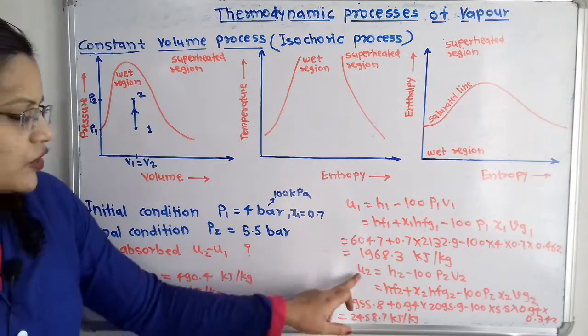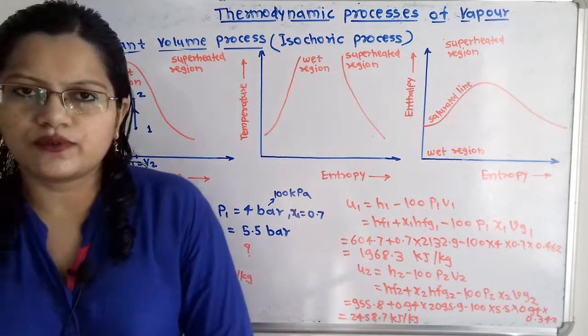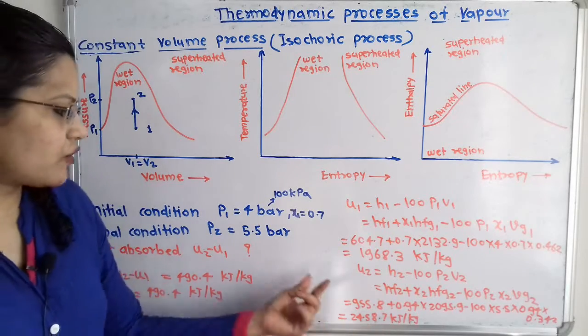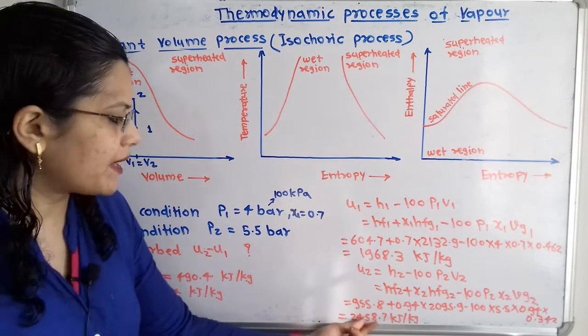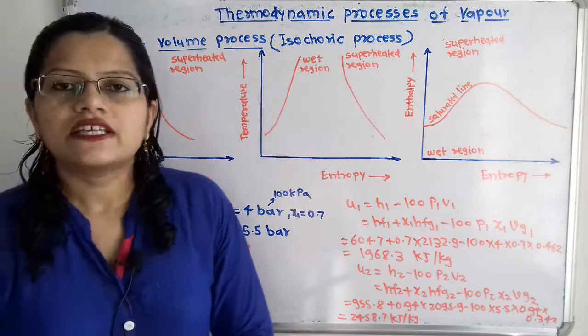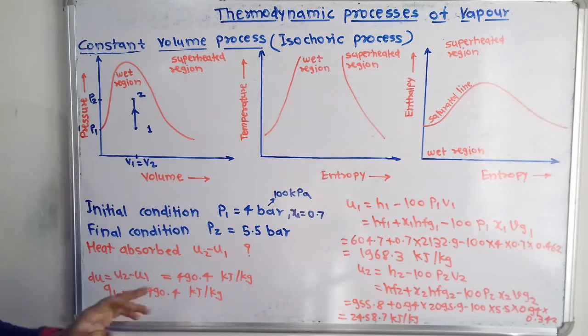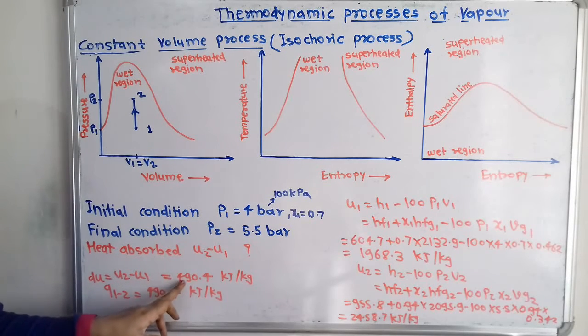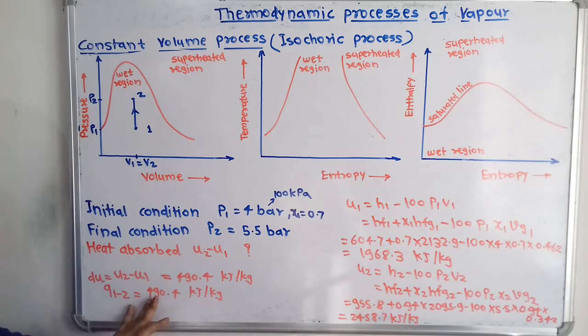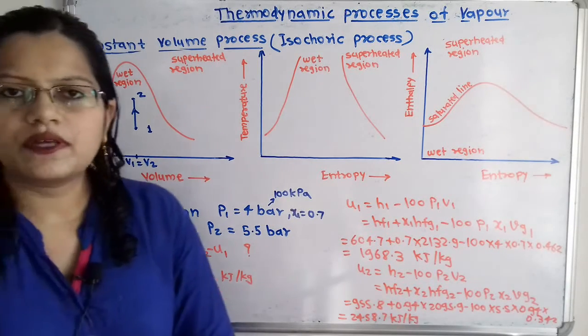If we observe, U2 is greater than U1. So the internal energy at the final condition, at the pressure of 5.5 bar, is greater than the internal energy at 4 bar. So we can say that heat is absorbed in the process, and U2 minus U1 is 490.4 kilojoule per kilogram. So Q12 is equal to 490.4 kilojoule per kilogram.